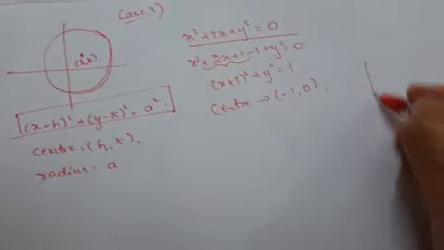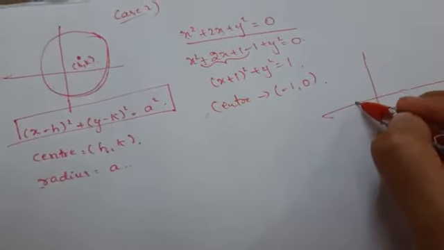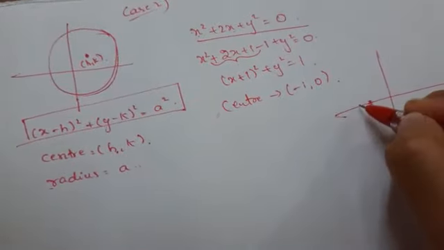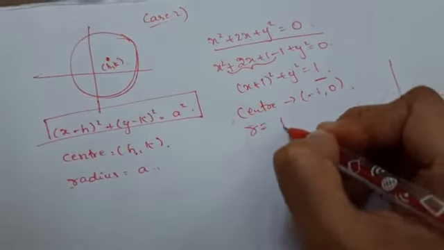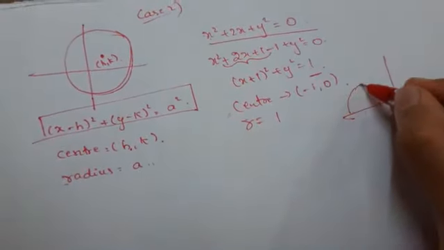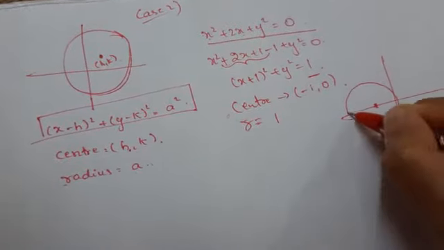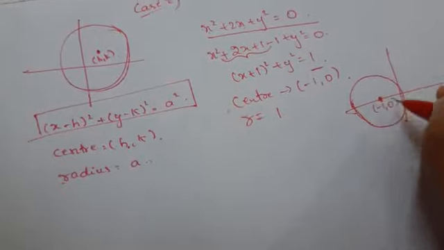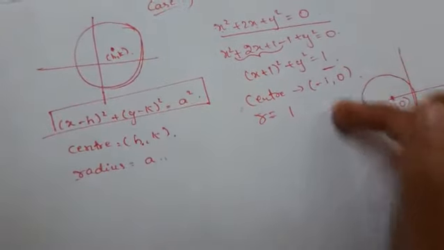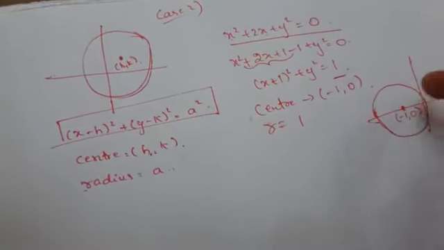So if I draw the circle, minus 1 comma 0 will lie somewhere here, and the radius is also equal to 1. So this is the circle where the center is minus 1 comma 0 and the radius is equal to 1, and here we are finding the area of the circle.